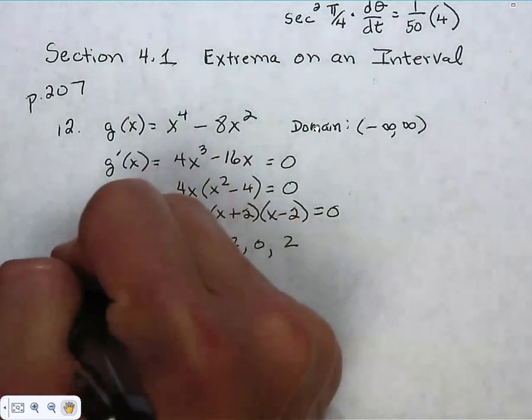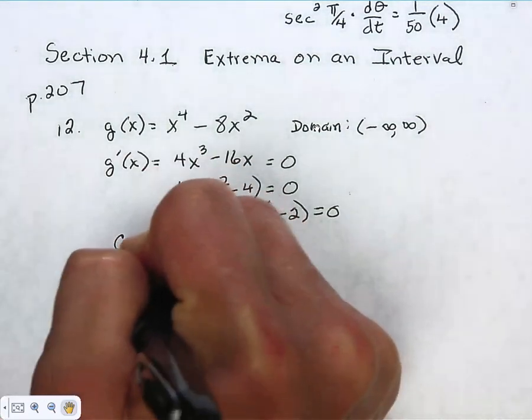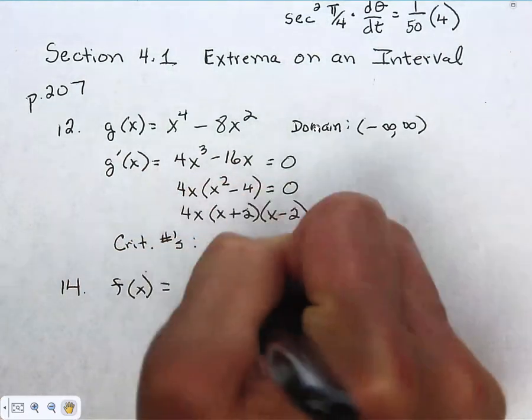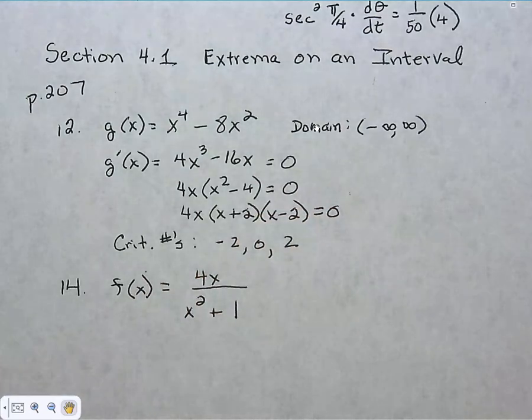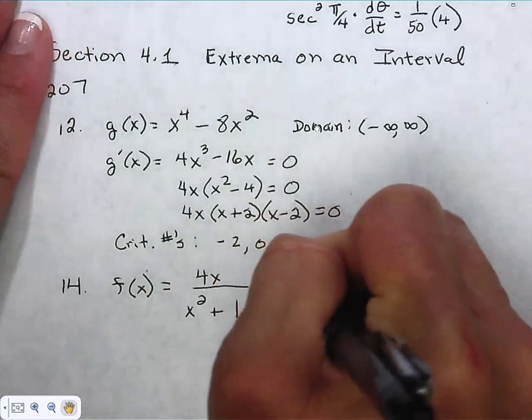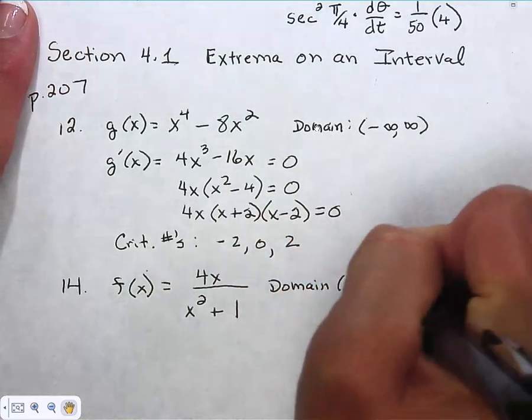Number 14. Go for it. Find the critical numbers for that function. Tell me first, what's the domain of that function? Yeah, there's nothing that I can get 0 in the denominator by squaring an x and adding 1. No real number makes that denominator 0. So the domain is negative infinity to infinity. Now find the critical numbers.